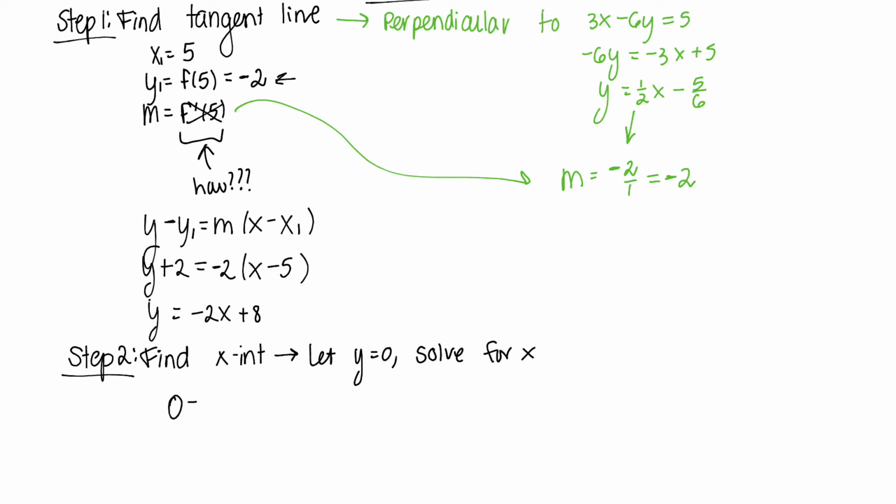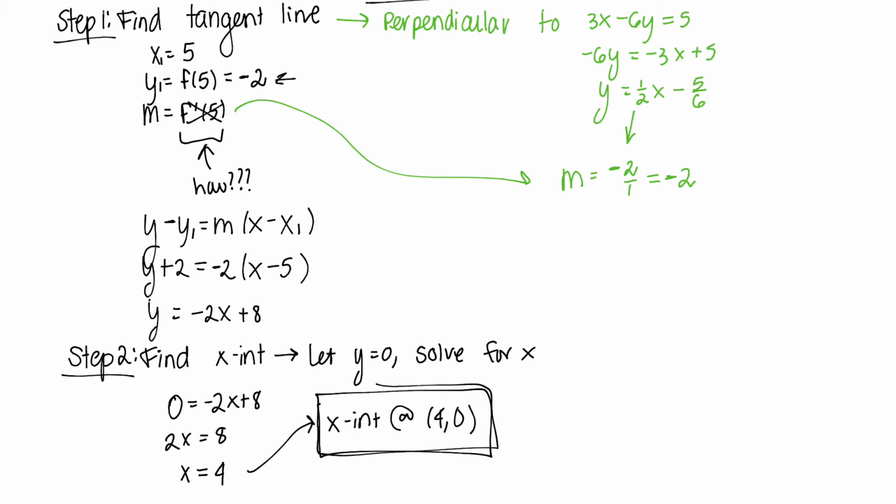So 0 is equal to negative 2x plus 8. 2x is equal to 8. x is equal to 4. So the x-intercept is at (4, 0).